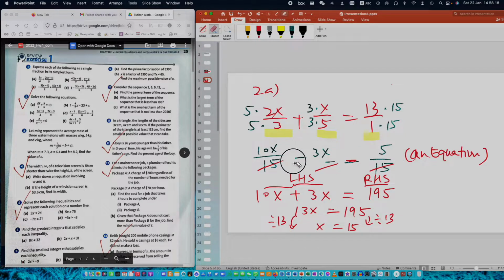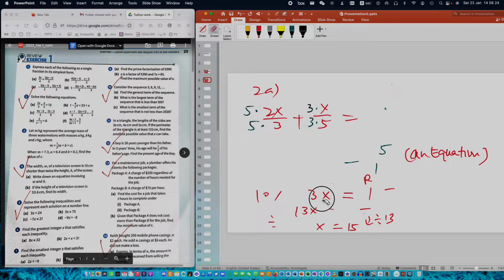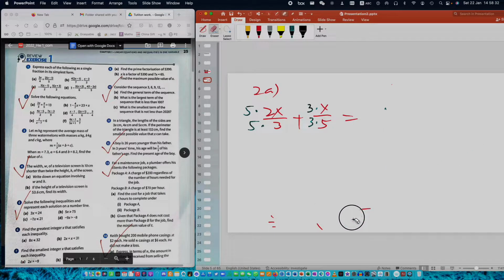So instead of, let me just erase this first. Actually I can do this. I'm sorry. Hold on. I should use this. Basically you have 13 here, right? So you don't want to make the denominator the same throughout. Throughout means left and right. So you just want to combine these two first, right? So you combine these two, and you will get 10x over 15, then you have this 3x over 15.